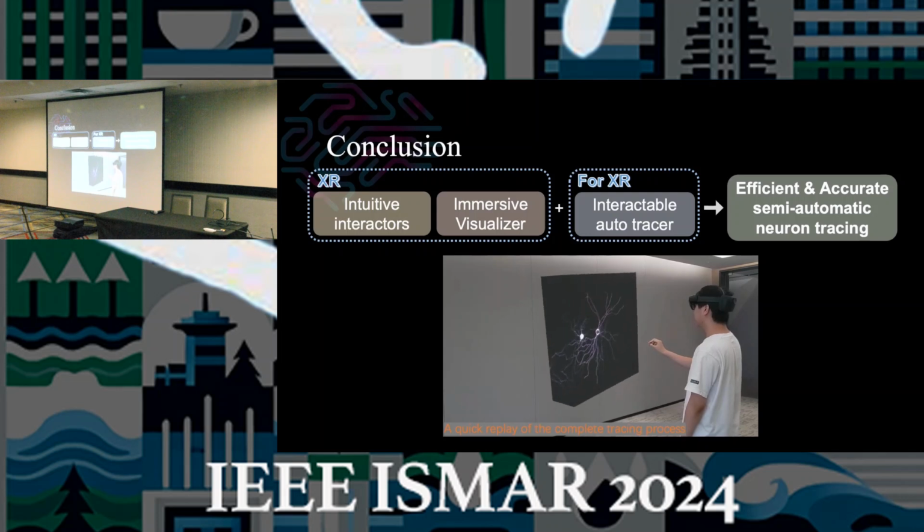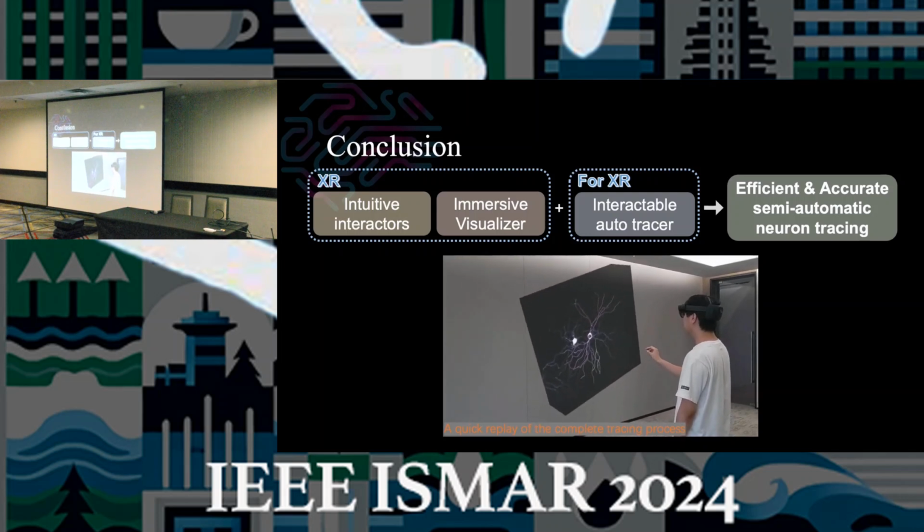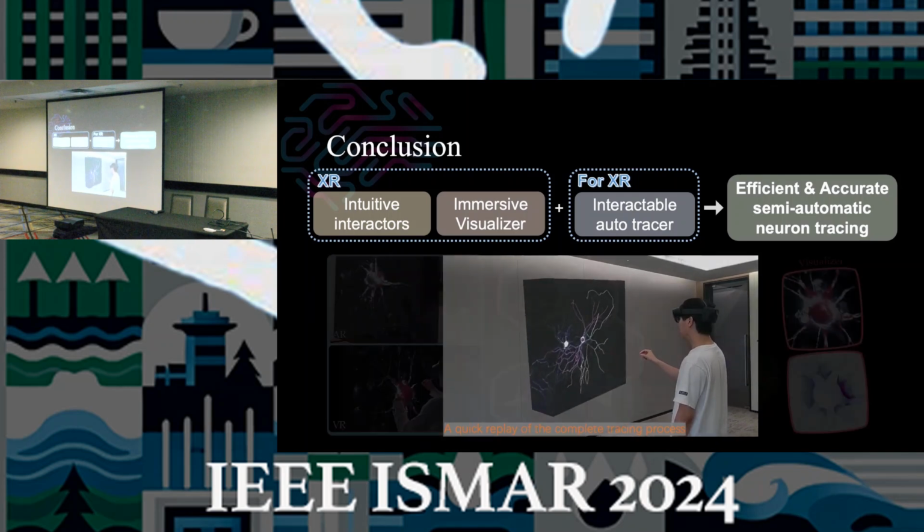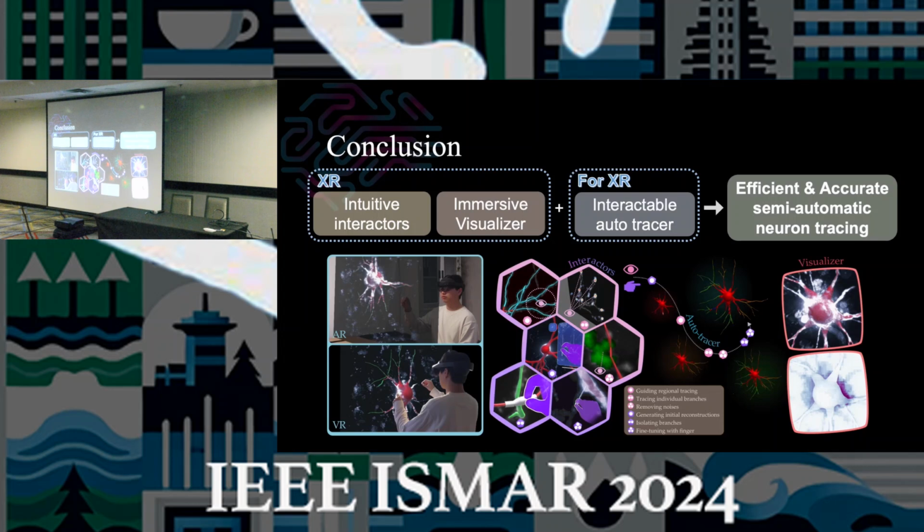In summary, in this paper, we introduced a semi-automatic approach for the task of tracing neuronal morphologies from volume images. Through its novel design of a suite of interactors, an interactable neuron auto-tracer, and an immersive neuron visualizer, our method effectively combines the strengths of manual and automatic neuron reconstruction approaches, empowering neuroscientists to explore and comprehend neural anatomy with unprecedented efficiency and accuracy.